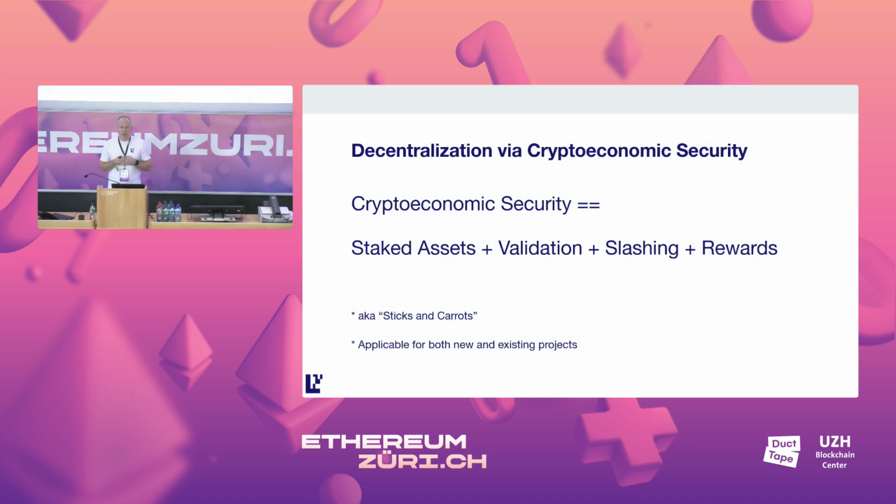We use the term crypto economic security very often. Sometimes that can be a little too technical, but basically what we're combining is staking of assets, some validation that the people are operating your service correctly, some slashing if they behave maliciously, and then some rewards if they behave well. I also like the term sticks and carrots. That's kind of an easy terminology.